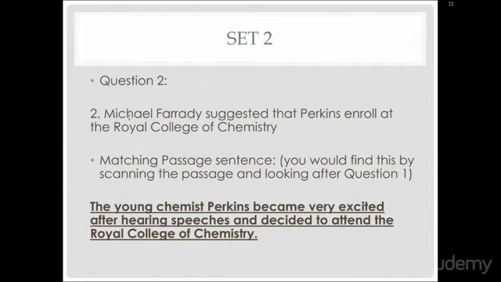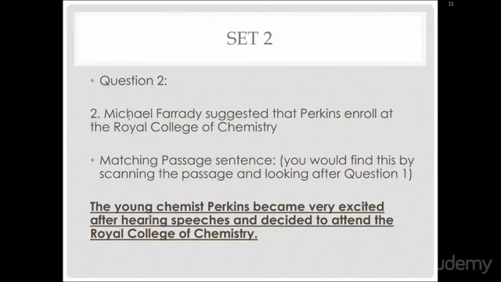Now, our question says, Michael Faraday suggested that Perkins enroll at the Royal College of Chemistry. So again, we can look at a question and really tell what they're focusing on. Did Michael Faraday suggest this? Is that what he suggested? Our passage sentence says, the young chemist Perkins became very excited after hearing speeches and decided to attend the Royal College of Chemistry. All right, so stop the tape if you want to try to answer it for yourself. Okay, so the answer here would be not given.